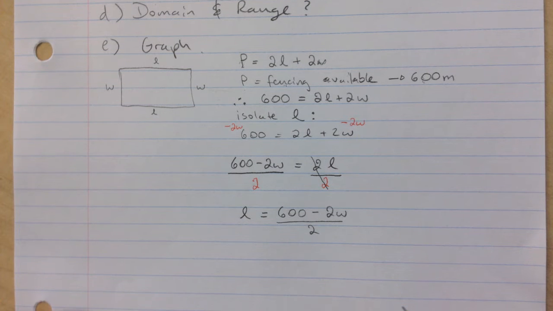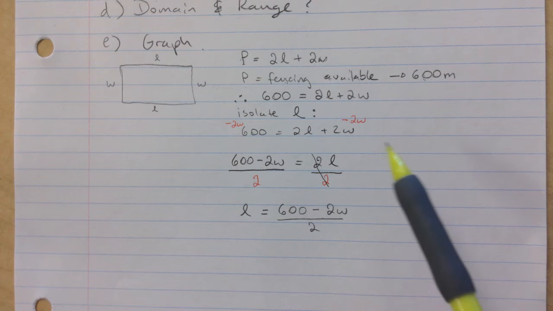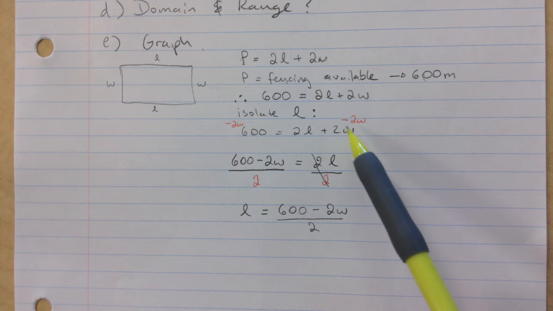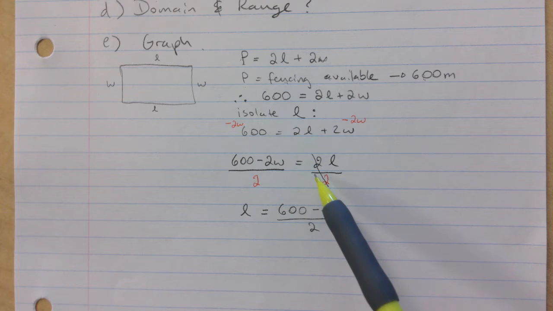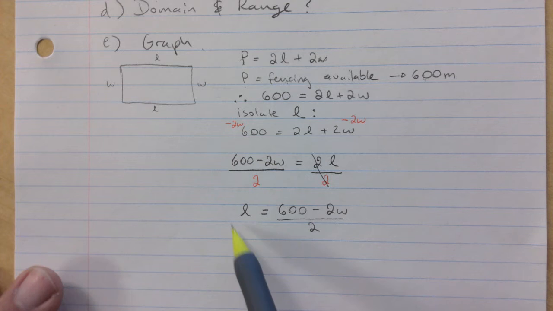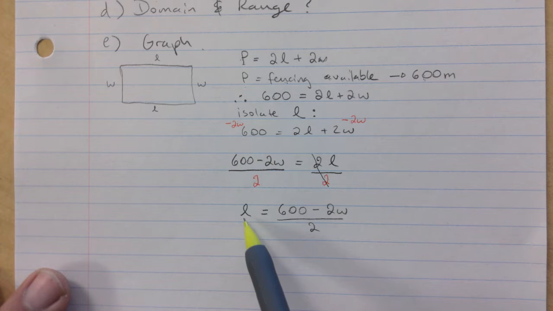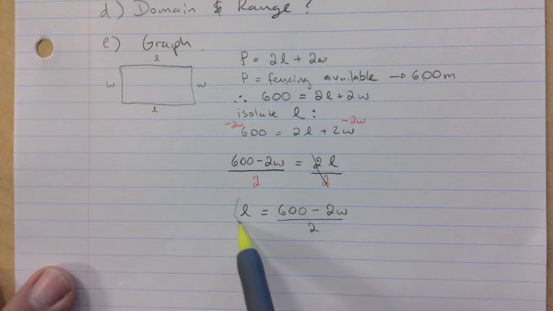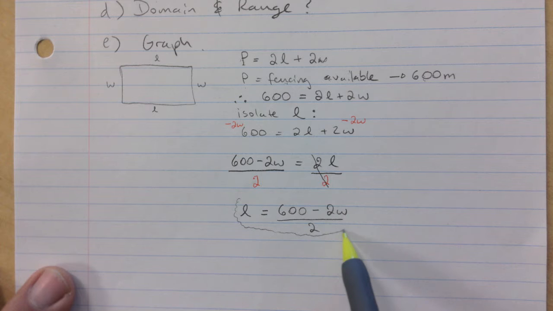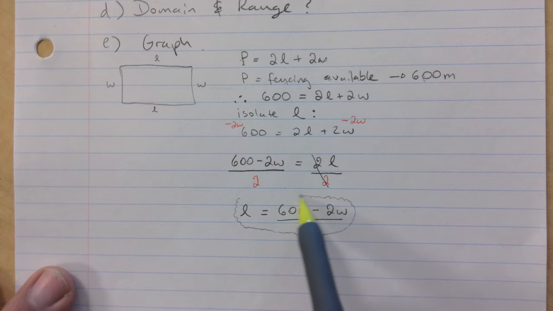So later on, I'm just going to tell you, bring the 2W over by subtracting, and then divide both sides by 2. By 2, sorry, not 2L. And so now you have length in terms of width. Okay, so I'm going to kind of bubble this because it's very important in your work that I see this somewhere to give you marks.